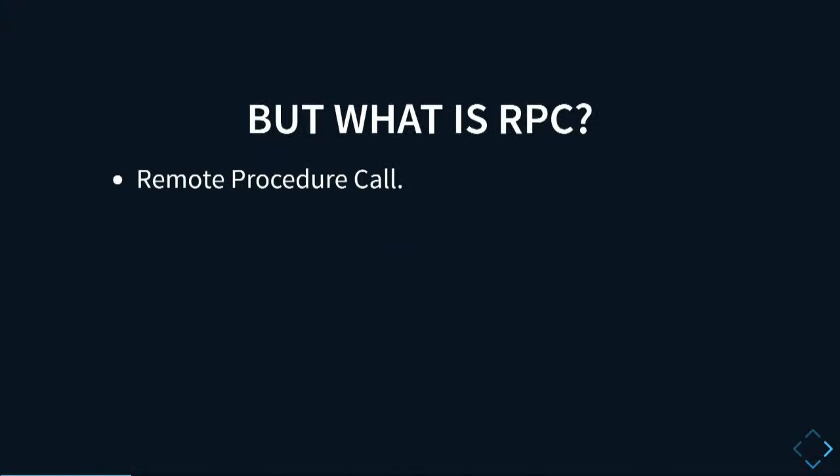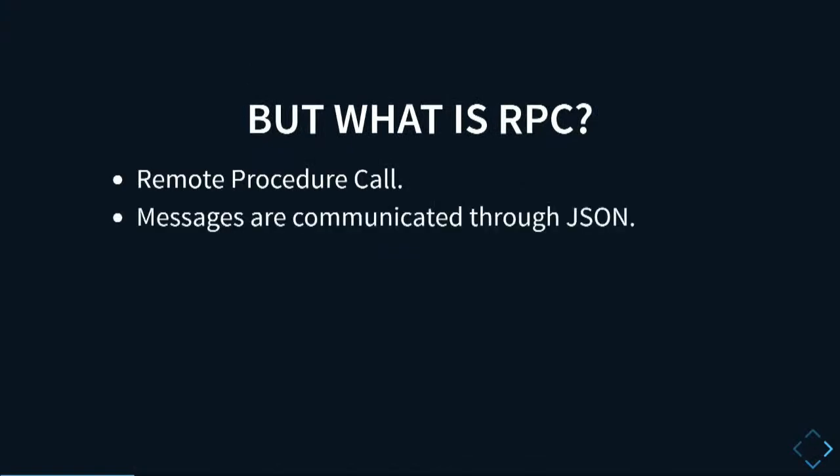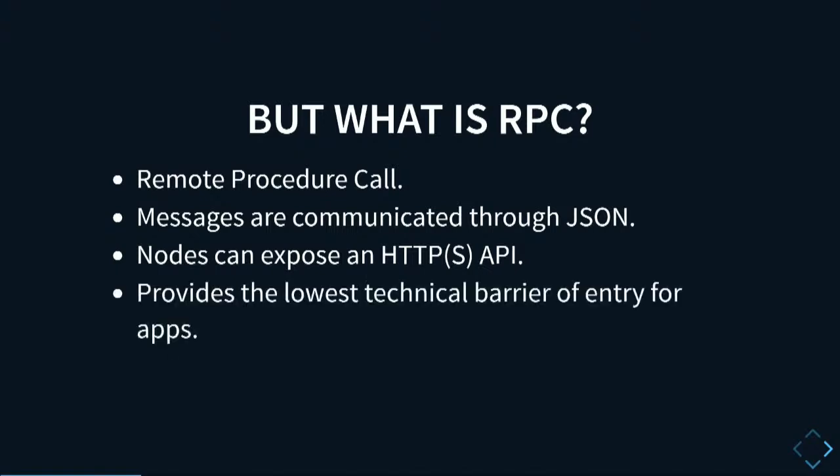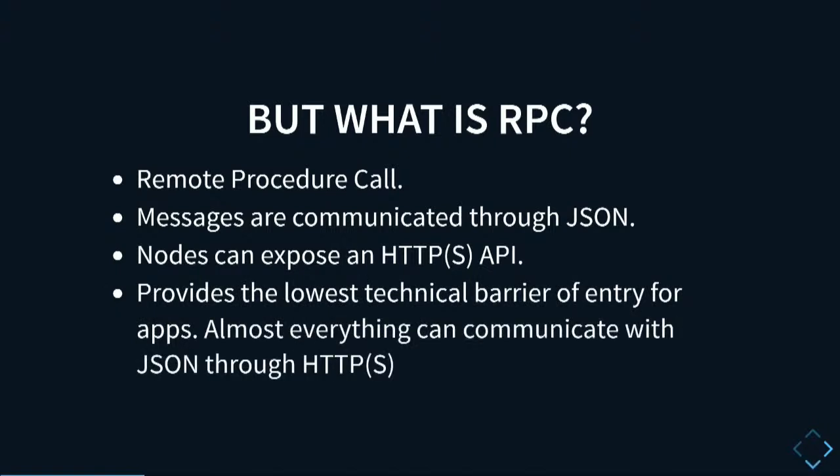RPC itself stands for Remote Procedure Call. The messages go across the network through JSON. Nodes expose it over HTTP and HTTPS, so you can talk with it as you would any other standard web application. And it provides the lowest technical barrier of entry for people building apps that work with the blockchain. Almost everything can go through JSON over HTTPS. So if you can write a traditional Web 2 app that uses JSON over HTTP, you can start building smart contract interfaces.